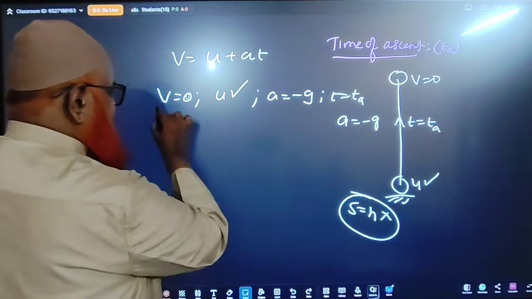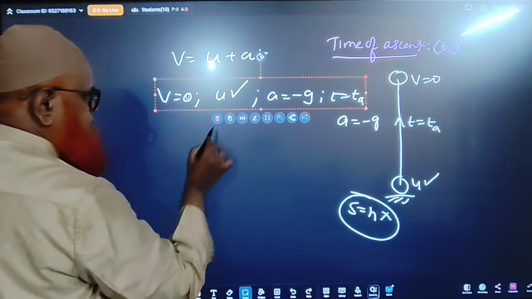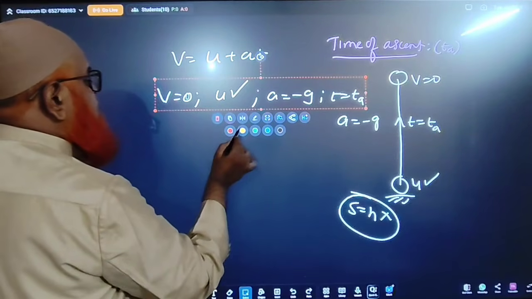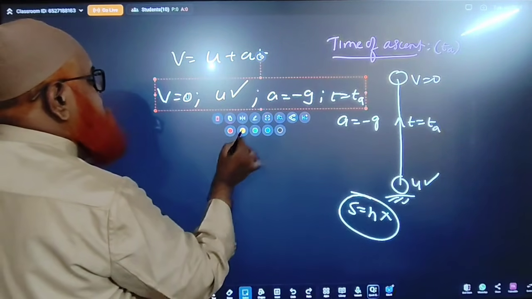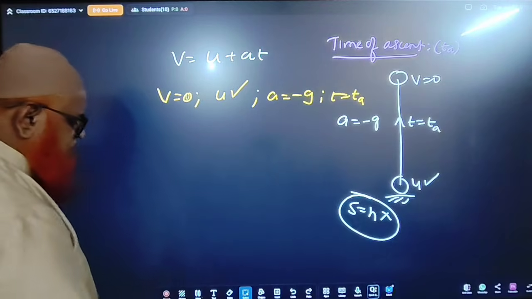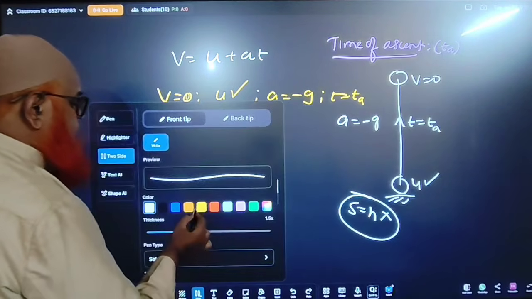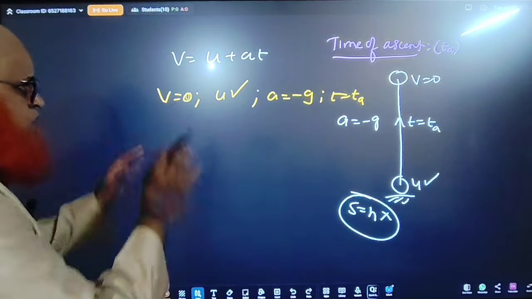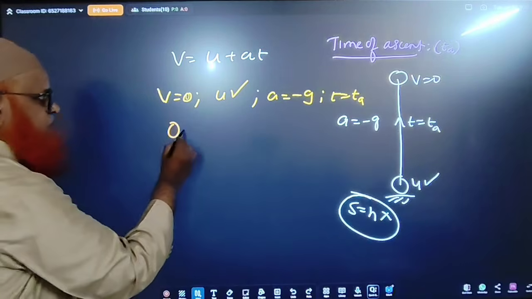Okay. So this is the data we are using here. Now, what's going to happen? Let us see here one by one. If you substitute all these, this is going to be 0.